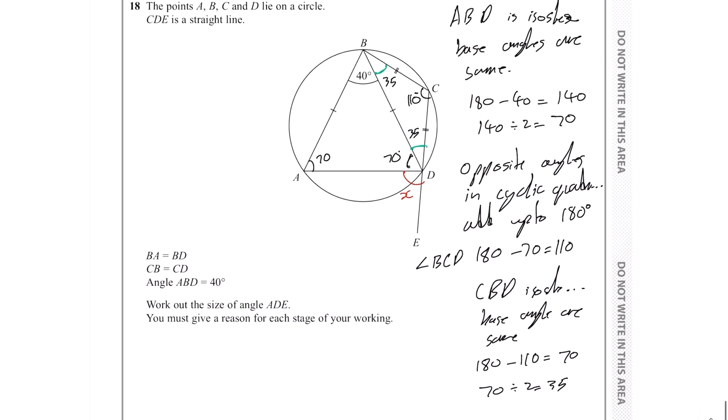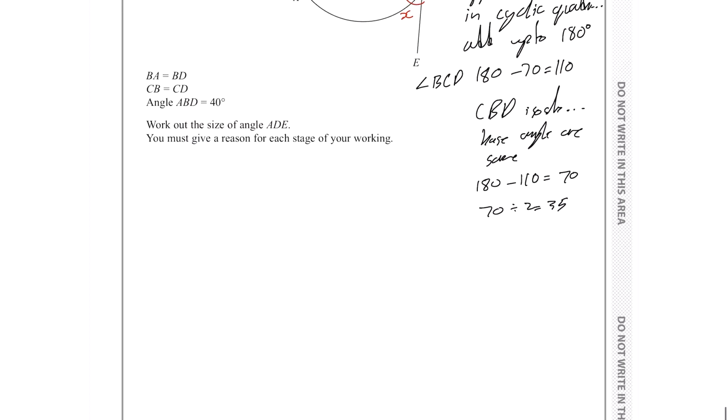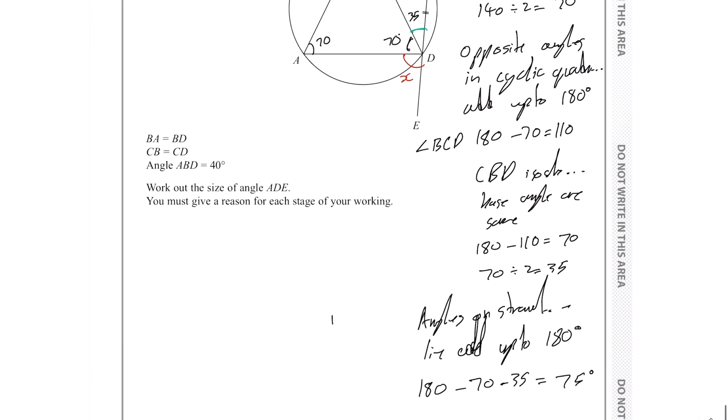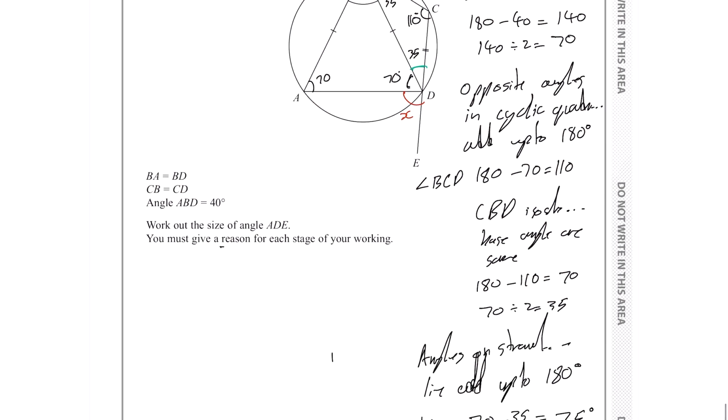And then finally, angles on a straight line. So hopefully you can now see we have this straight line here. Angles on a straight line add up to 180. So we know what this is, 35, this is 70. So this must be 180 take away 70 plus 35. So finally, you can just write angles on a straight line add up to 180 degrees. So that's going to be 180 minus 70 minus 35, which gives you 75 degrees, and that is your answer. Of course, write it neater than this, but you can see how I've gone through that step by step, labeled it all on the diagram, and they are marked for giving reasons at each stage.